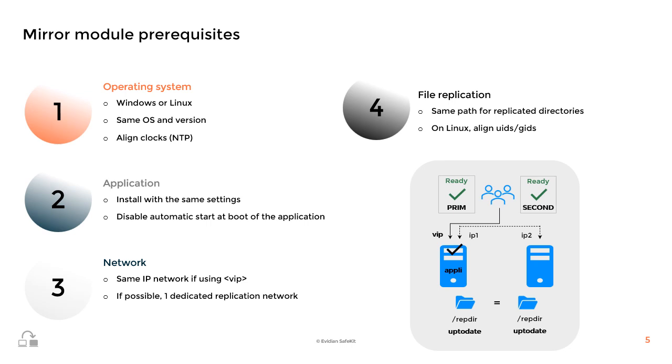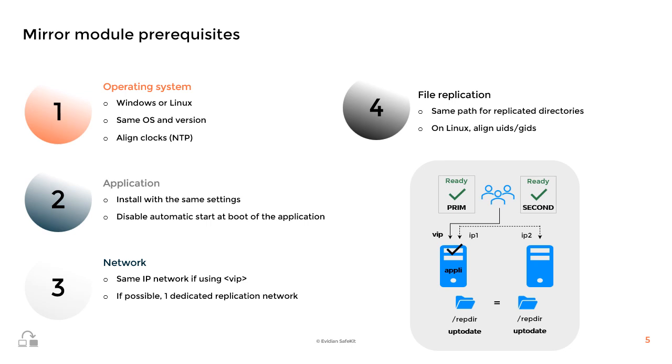In Step 1, ensure that the operating system is either Windows or Linux, and that all nodes are running the same OS and version. It is also important to align the clocks. This ensures accurate log analysis and proper file management across the servers. In Step 2, for the application, make sure it is installed with the same settings on all nodes. Additionally, disable the automatic start at boot of the application. The application start will be managed by the automatic start at boot of the module.